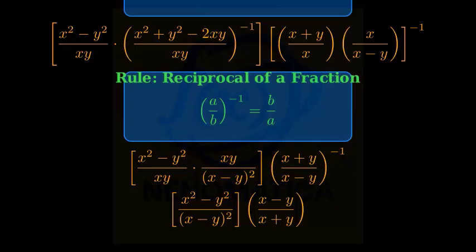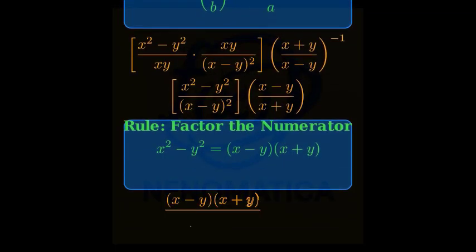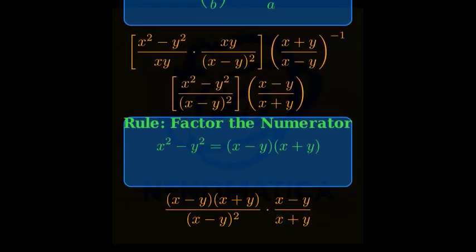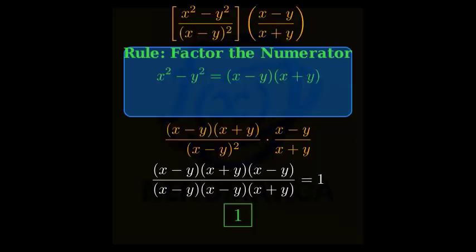Step 5. Cancel x minus y and x plus y from numerator and denominator. Everything cancels cleanly, leaving 1. This simplification holds for x not equal to 0, y not equal to 0, and x not equal to y, so we never divide by 0 during the process.